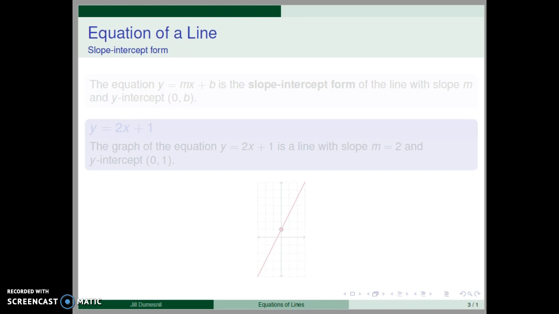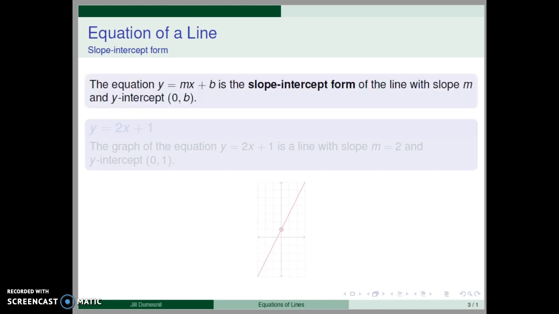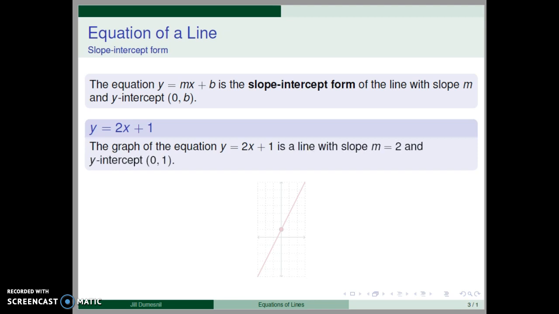First, we consider the slope-intercept form of a line. The equation y equals mx plus b is the slope-intercept form of the line with slope m and y-intercept 0, b. This equation describes all the points x, y that live on the line. For example, the equation y equals 2x plus 1 describes a line with slope 2 and y-intercept 0, 1.